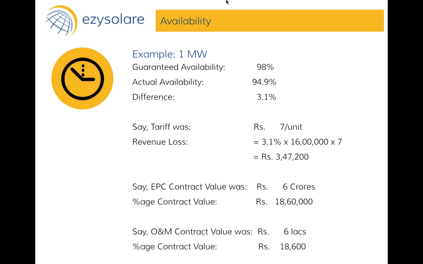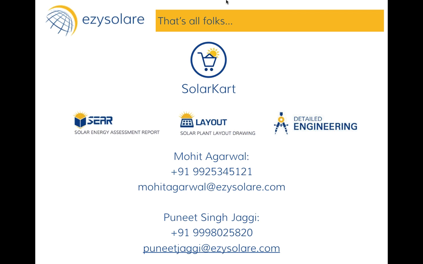Again, calculating your revenue loss, 3.1% multiplied by 16 lakhs multiplied by 7. You had a revenue loss of 3,47,200. Multiplying this, taking it by an EPC contractor value, you get 18,60,000 rupees that you can reclaim back, significantly more than the revenue that you have, but you are trying to compensate once and for all, assuming that this availability is going to continue for the lifetime of the power plant. And the O&M contractor value loss is going to be about 18,600. Again, the same logic applies as it applied earlier.